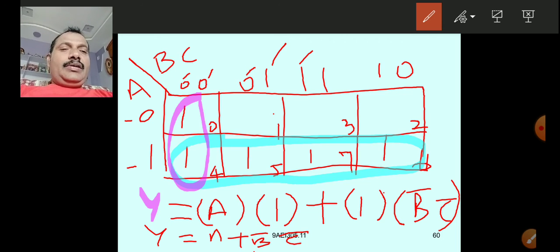So after you observe both the expressions, we got the same answer as in the first method also. In both methods we got the same result.